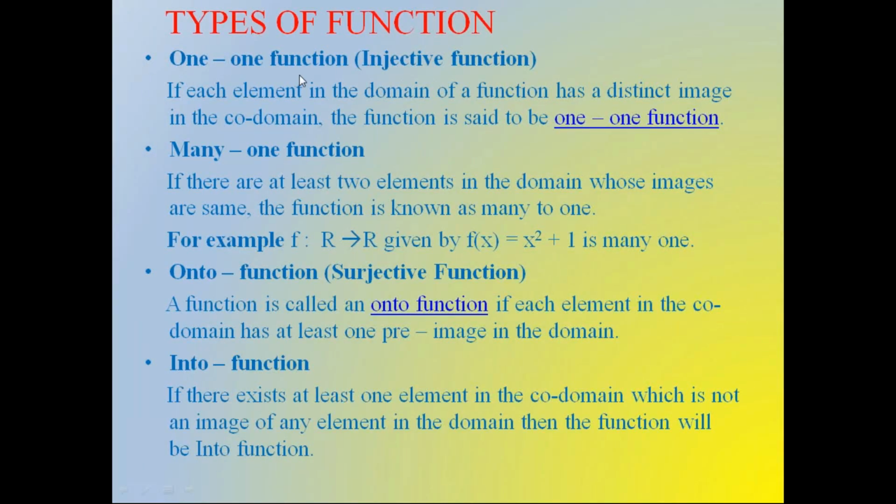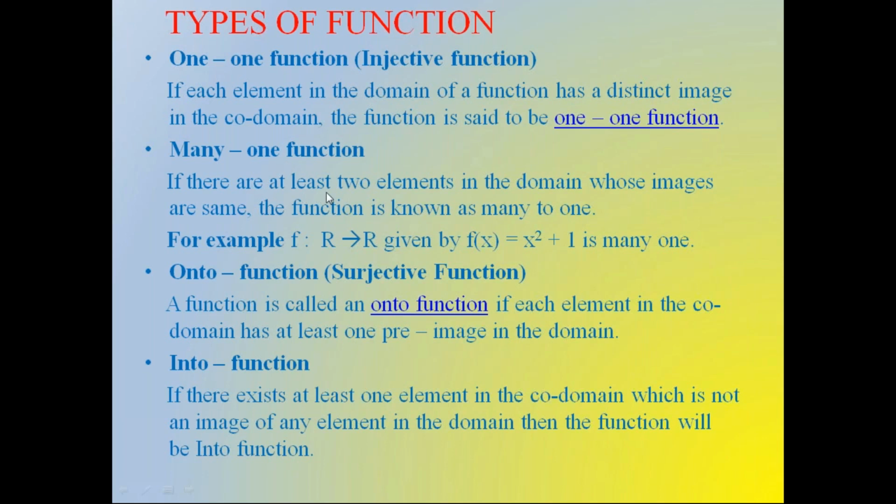The first definition is the one-one function, otherwise called an injective function. If each element in the domain of a function has a distinct image in the codomain, then the function is said to be a one-one function. The domain is the first set A and the codomain is the second set B. If each element in the domain has a distinct, single image in the other set, then it is called a one-one function.